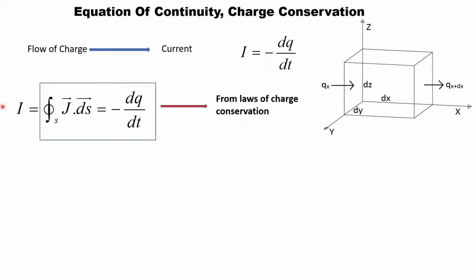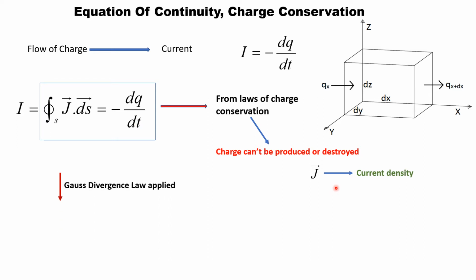And this current, you can write as minus dq/dt, which can be equated with the surface integral of J dot ds around a surface, where J is the current density. It is obvious, and you can equate these two: the amount of charge incoming and the amount of charge outgoing. We can derive this from the law of conservation of charge, which means charge can neither be created nor destroyed.